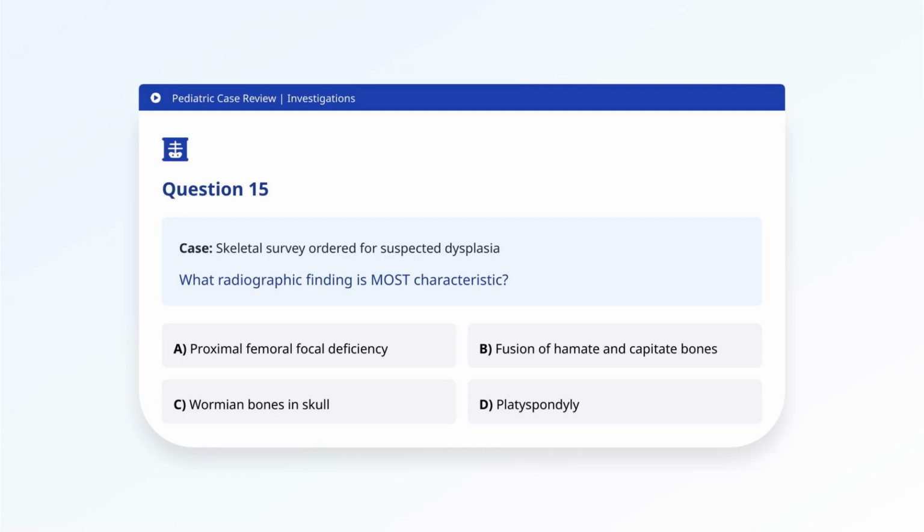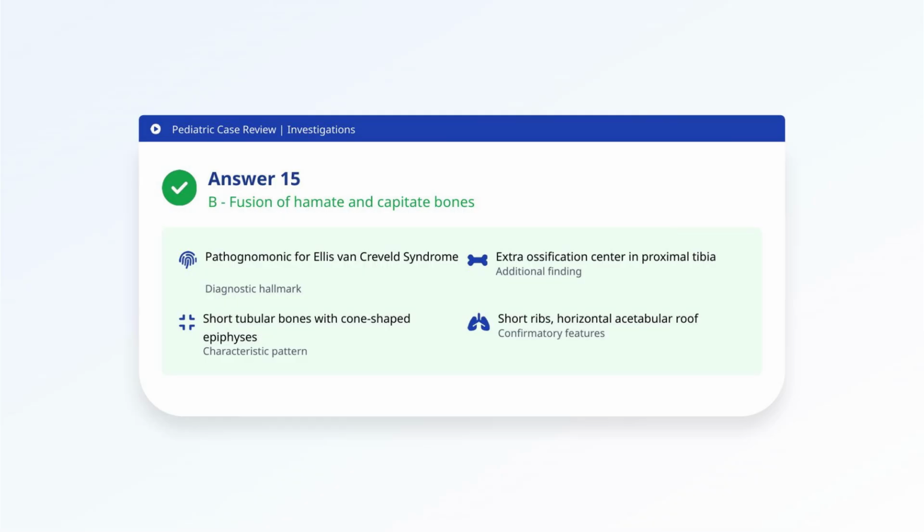Option A, proximal femoral focal deficiency. Option B, fusion of hamate and capitate bones. Option C, Wormian bones in skull. Or option D, platyspondyly. The correct answer is B, fusion of hamate and capitate bones. This finding is pathognomonic for Ellis Van Creveld syndrome.